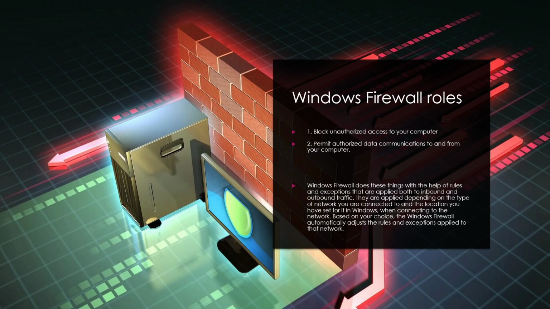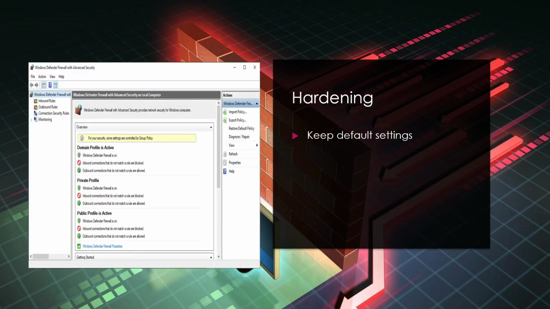So, place some rules, blocks unauthorized access to your computer, and permit authorized data communications to and from your computer, like I previously described. So for hardening, you should keep the default settings. When you open Windows Defender Firewall for the first time, you can see the default settings on the local computer.